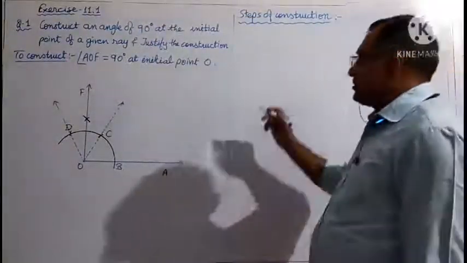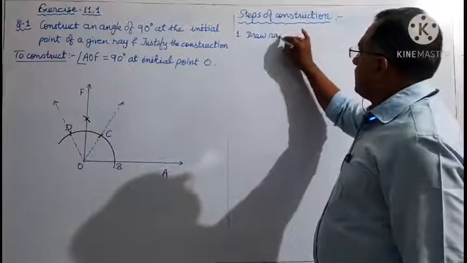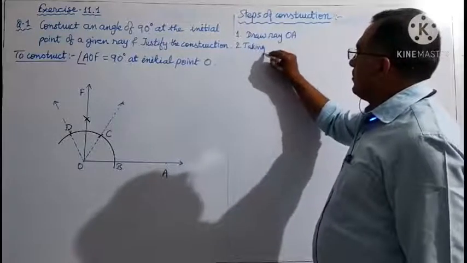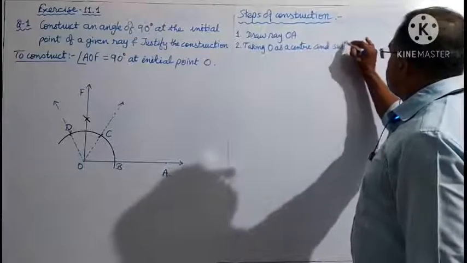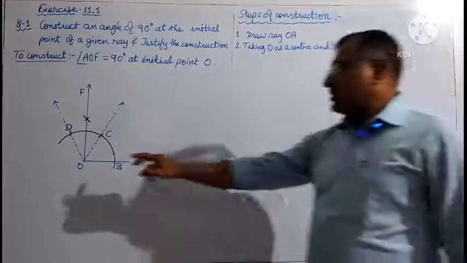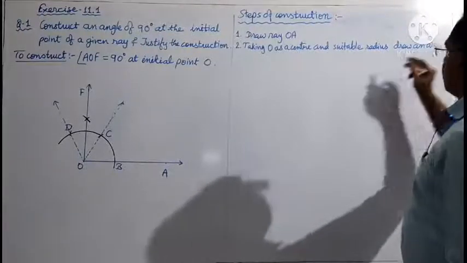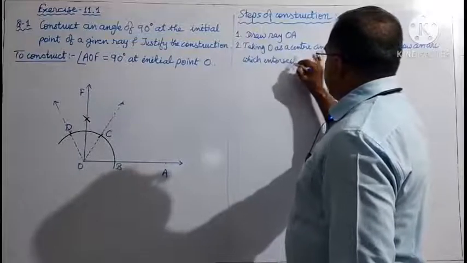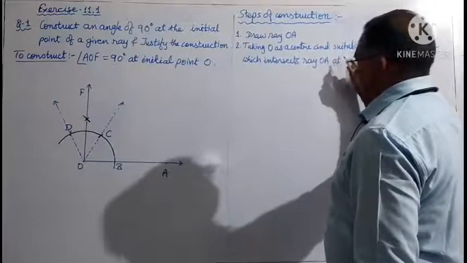So how to write the steps for this? Steps of construction: first of all, draw ray OA, then taking O as a center and suitable radius, draw an arc which intersects ray OA at B.